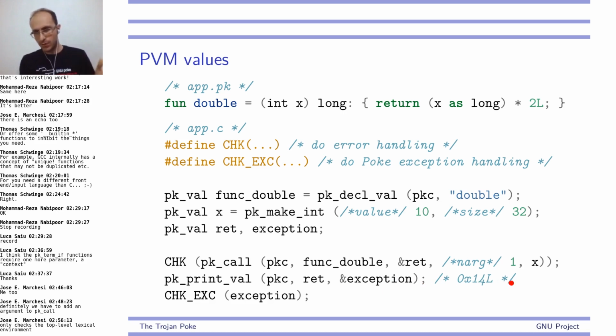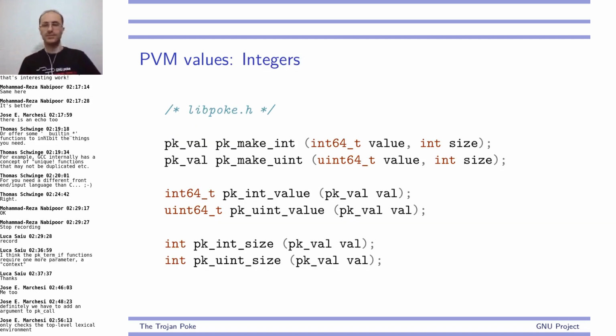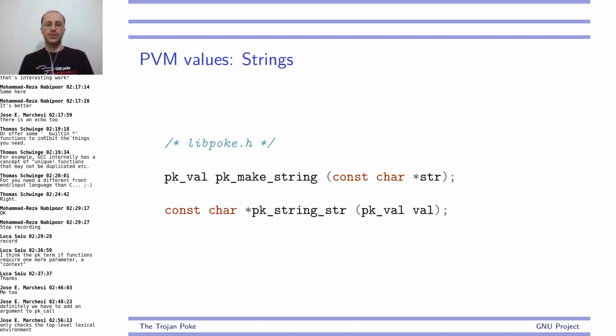If everything works as expected, we will see something like this on the terminal, or any other abstraction, memory or pokelets, anything. And here we are checking for. Actually, I have to swap this code, so the code is wrong, but you get the idea. And for example, PVM values, integers. We already saw the int, so we have uint also for unsigned integers. These are accessor functions to get the size and the value out of the PK value as normal C integers.